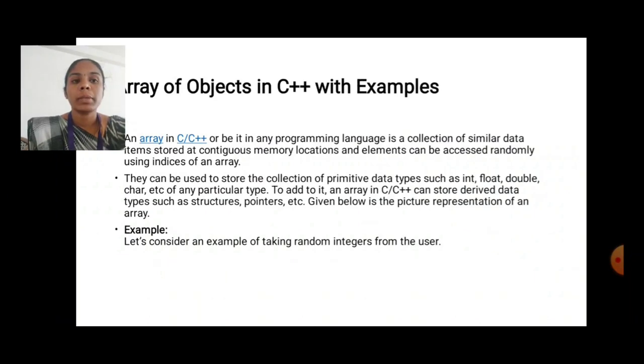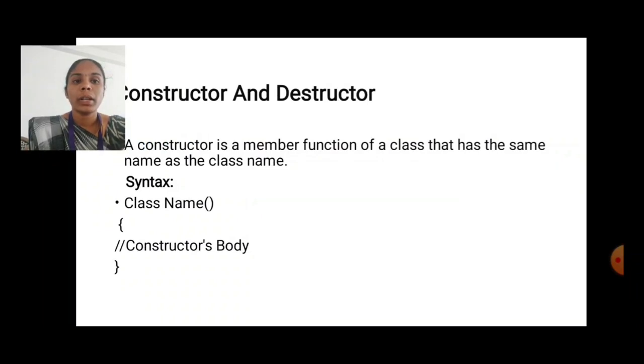Array of objects in C++. An array in C++, as in any programming language, is a collection of similar data items stored in contiguous memory locations, and elements can be accessed randomly using the indices of an array. They can be used to store a collection of primitive data types such as int, float, double, char, etc., of a particular type. Constructor and destructor.